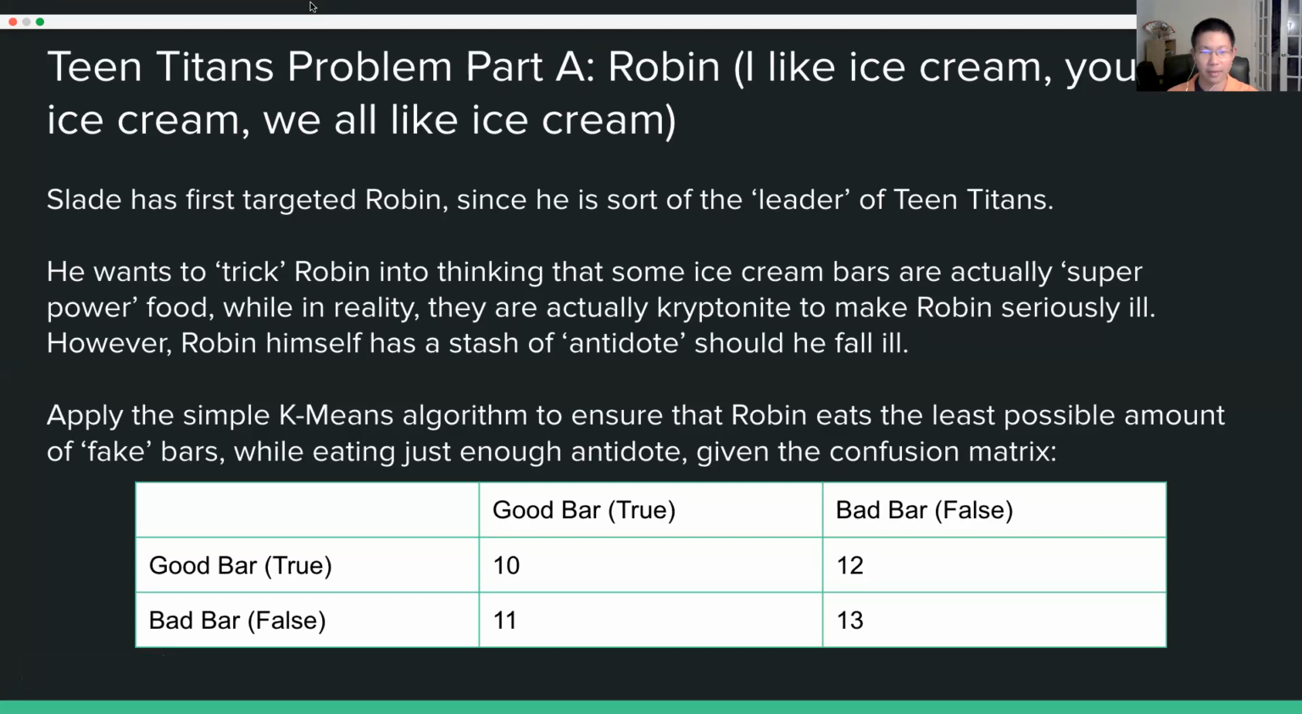However, Robin himself has a stash of antidote should he fall ill. So we can apply a simple k-means algorithm to ensure that Robin eats the least possible amount of fake bars while eating just enough antidote given the confusion matrix. So I'll let you guys think about it for a couple minutes, and I'll tell you what I would have done to solve this problem.